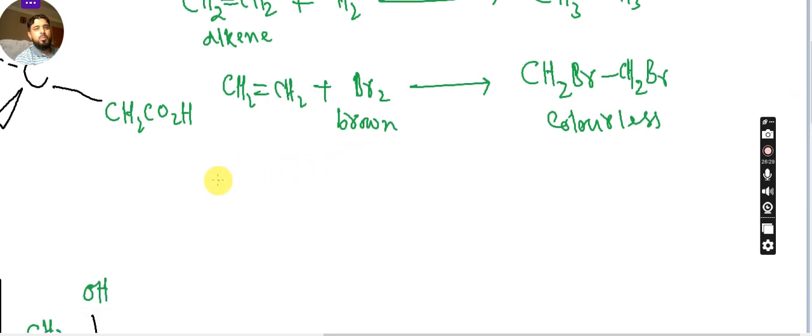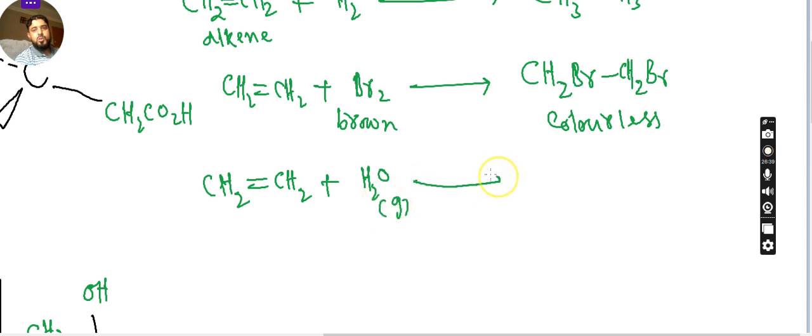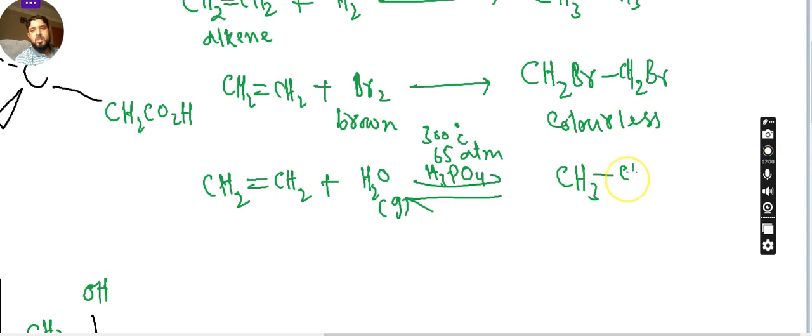Then you may have the hydration reaction condition, which is important. If you react it with water, steam actually, this is a reversible reaction, you need 300 degrees Celsius temperature, 65 atmospheres pressure, and H3PO4 as catalyst. You will get CH3CH2OH, ethanol. Conditions are important. Ethanol is an alcohol. Understood?